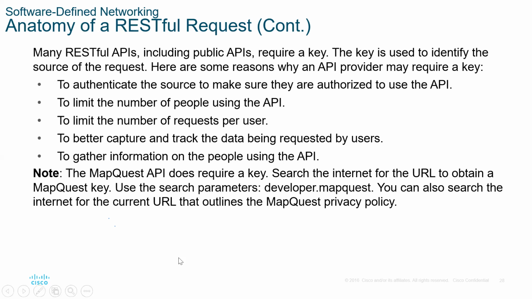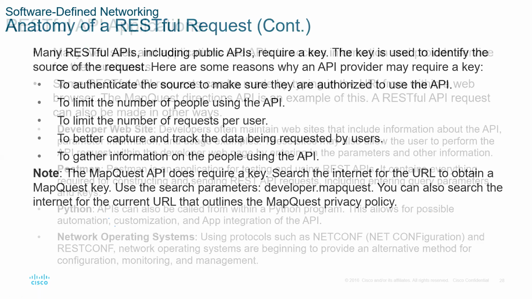The MapQuest API does require a key. Search the internet for the URL to obtain a MapQuest key. Use the search parameters developer MapQuest. You can also search the internet for the current URL that outlines the MapQuest privacy policy. So this one I think is partially public, because it's available over the internet.